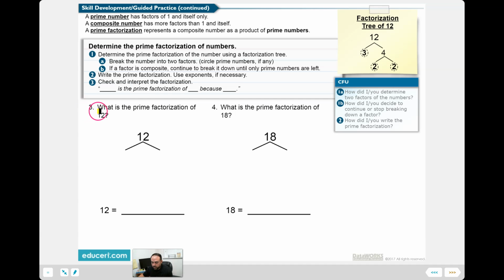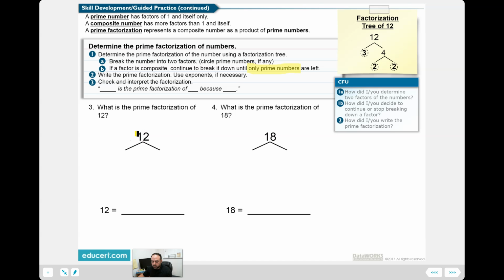Problem number 3. Ready, read. What is the prime factorization of 12? Step 1. Ready, read. Determine the prime factorization of the number using a factorization tree. Step 1a. Break the number into 2 factors and circle prime numbers if any. Step 1b. If a factor is composite, continue to break it down until only prime numbers are left.